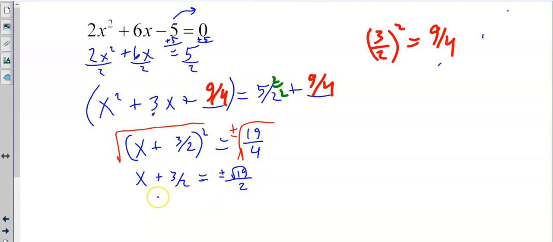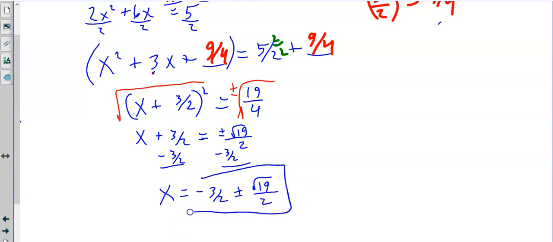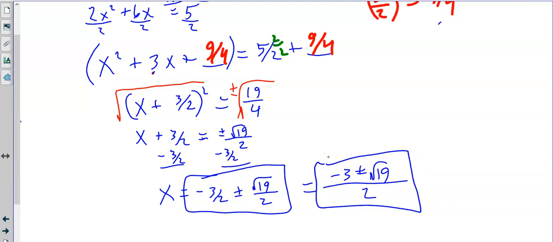Okay, last step is subtract 3 halves from both sides. And so you get x equals negative 3 halves plus or minus square root of 19 over 2. In fact, you can write it like that. That is a perfectly acceptable answer. I'll take that. Some students really like to simplify just a little bit more, and they'll add that up as one fraction. And so that also is an acceptable answer. Both are just fine for me. So either way you want to write it.